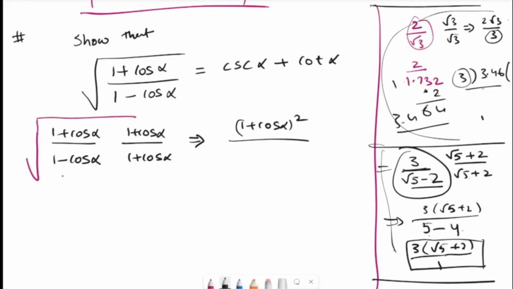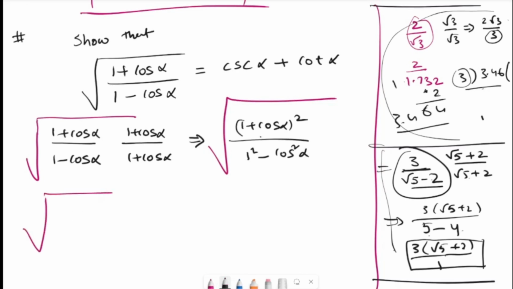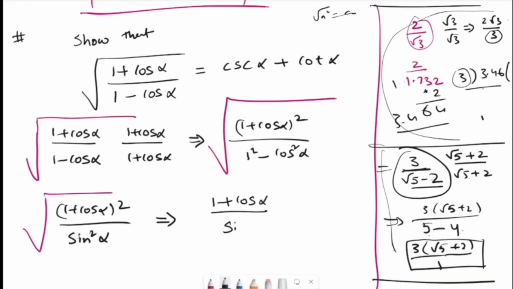times a minus b is a square minus b square, 1 square minus cos square alpha, and there's a root, a giant root. Now giant root again, 1 plus cos alpha whole square. 1 minus cos. 1 square is 1. 1 minus cos square alpha is sin square alpha. Implies. Now, this is a square root of a square. The square disappears, right? Root of a square is a. So this would resolve to 1 plus cos alpha divided by sin alpha.